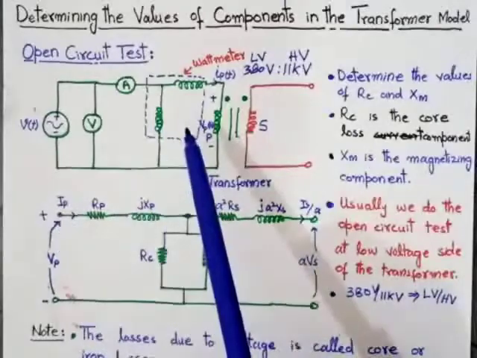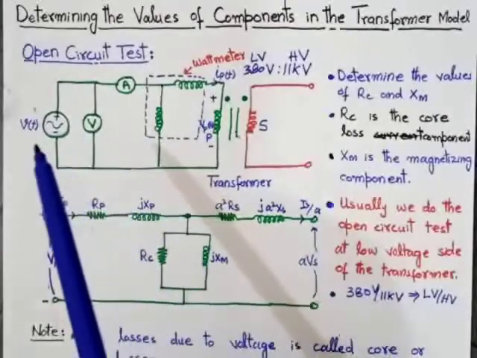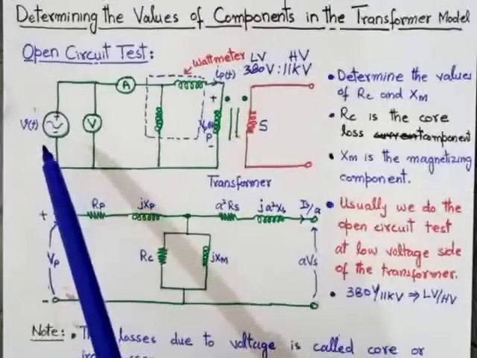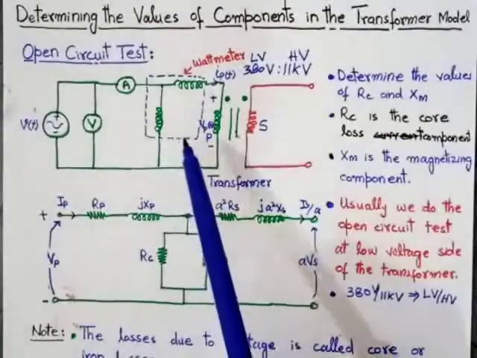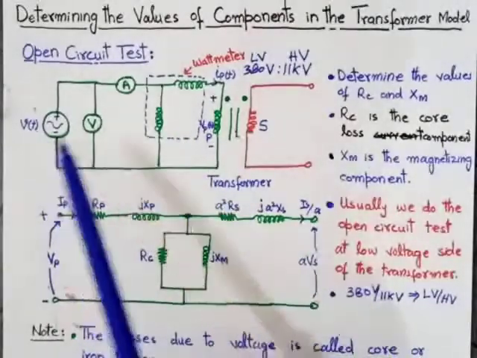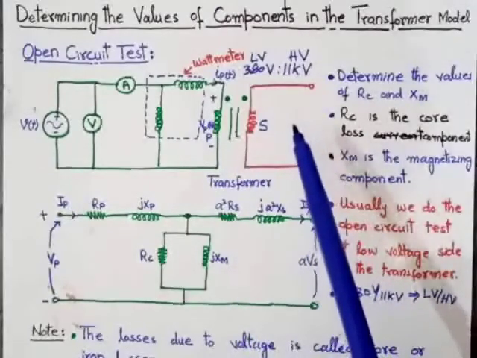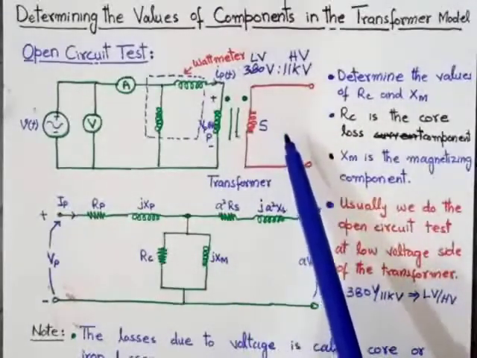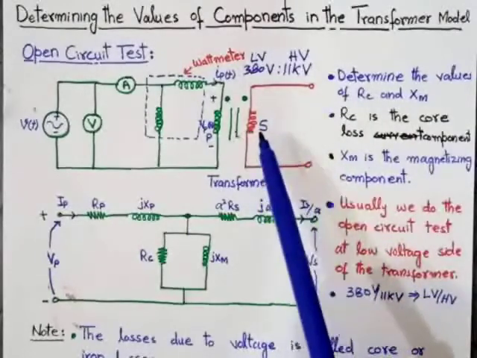It means in the primary side we will apply the rated voltage of the transformer. So, as you can see in this diagram, this is the rated voltage across the primary circuit and the secondary circuit is open. So the primary and secondary, there are two windings.